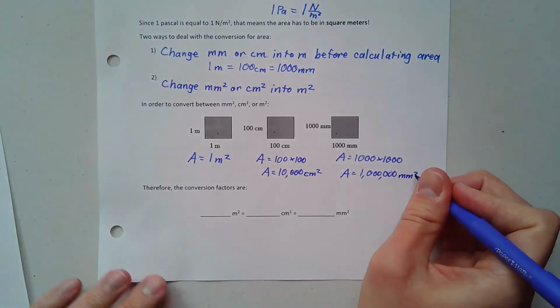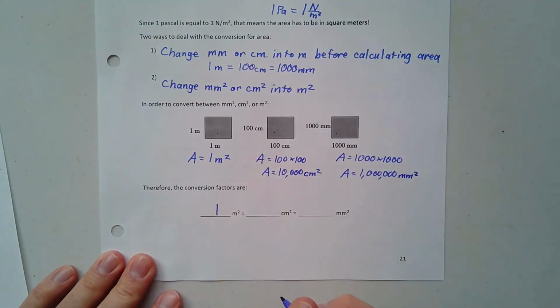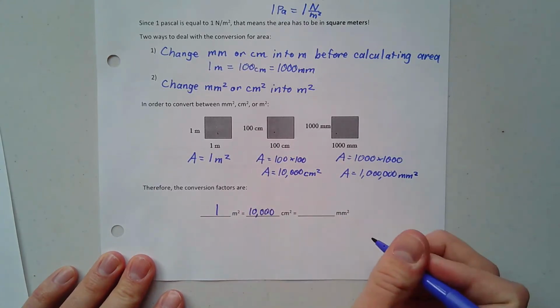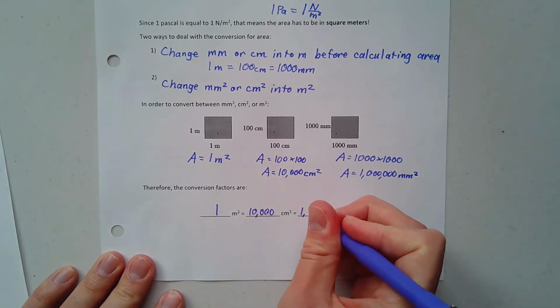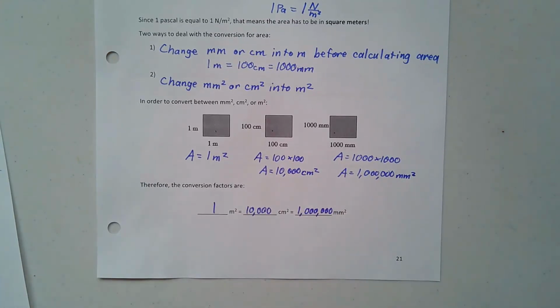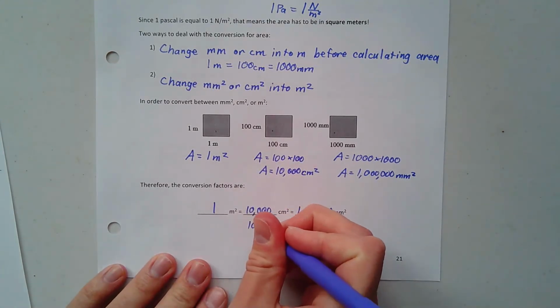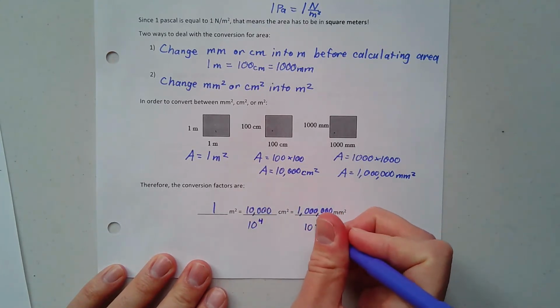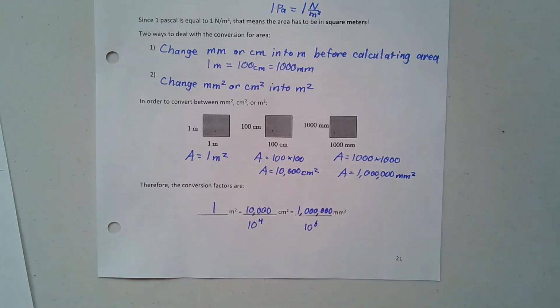So in summary, 1 square meter is the same thing as 10,000 square centimeters, which is the same thing as 1 million square millimeters. So we have different conversion factors that we have to think about now. If you don't like the larger numbers, you could also use powers of 10. 10,000 would be 10 to the fourth, and 1 million would be 10 to the sixth.